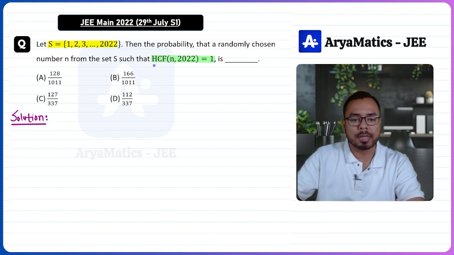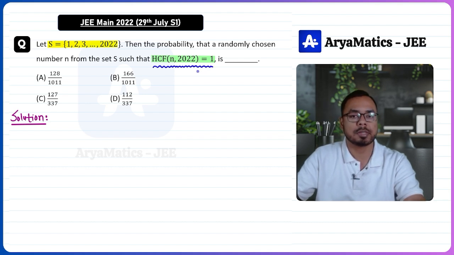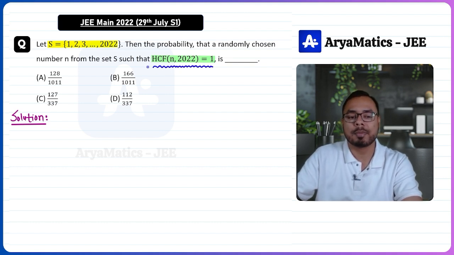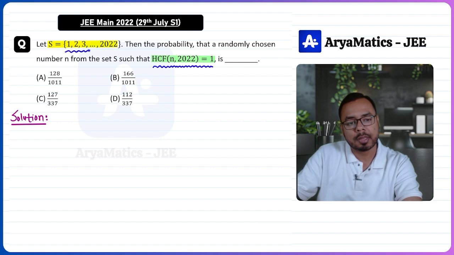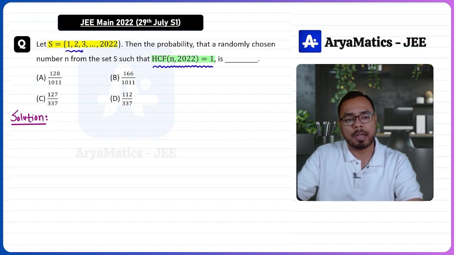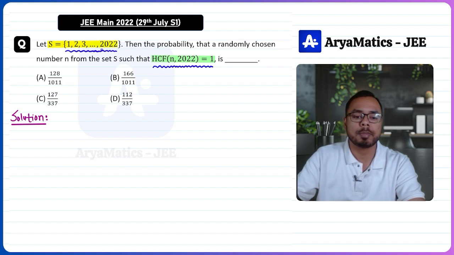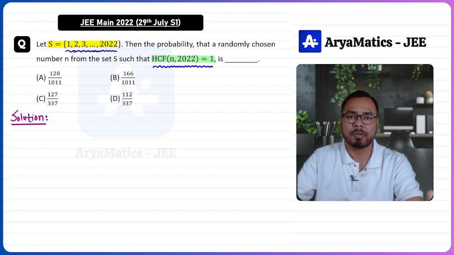Now, problems based on the HCF of a number and another number equaling some fixed number are not uncommon in JEE Main. You'll find multiple problems in permutation and combination, as well as a few problems in probability based on this concept. So in this type of problem, we have to find how many numbers are there in this set for which HCF of that number and 2022 will be 1, because obviously the total number of cases will be 2022 and we need the number of favorable cases. Then probability will be number of favorable cases by total number of cases.